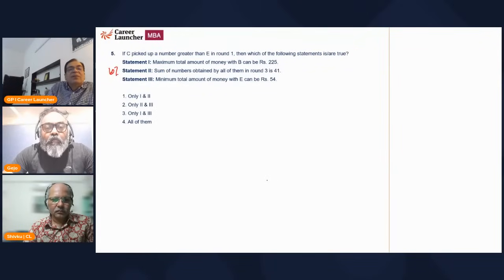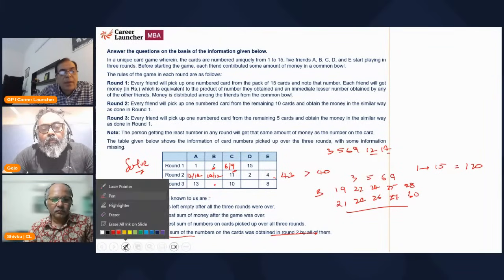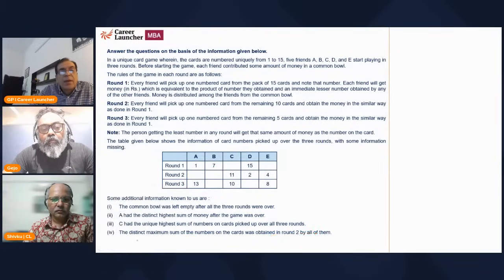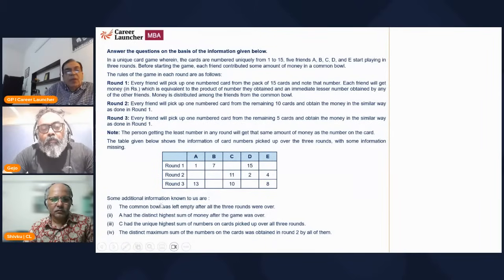And the last question. This I did not know, but when you looked at this one: sum of numbers obtained by all of them in round 3 is 41. Sum of numbers in round 3, can it be 41? Again, look at this. I'll just erase the stuff. Okay. Again, if you look at round 3, we know this is 12 or 14, and this is 14 or 12.